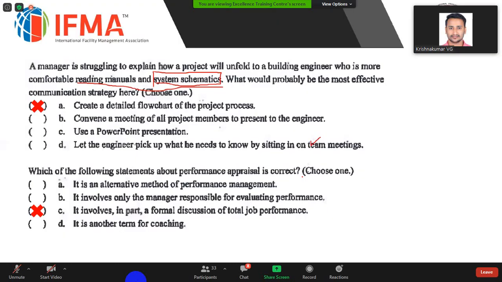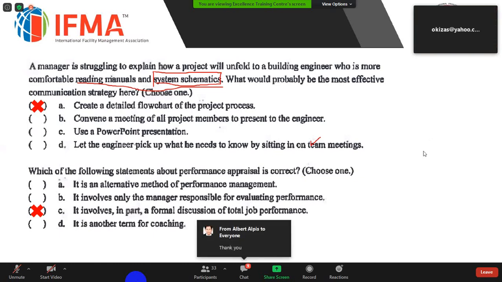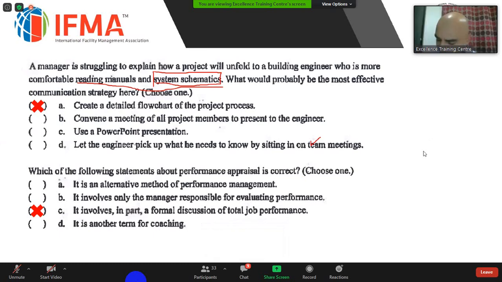So that was it for tonight. Any questions? Tonight's class was very long. This is very confusing, boss, actually. What's confusing? The answers seem very close to each other.